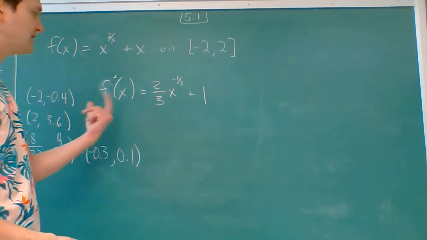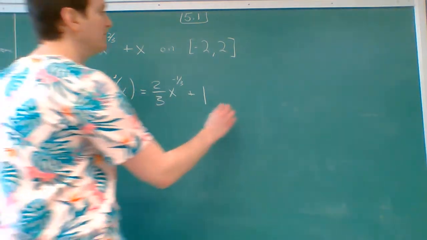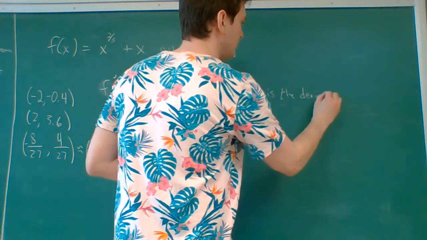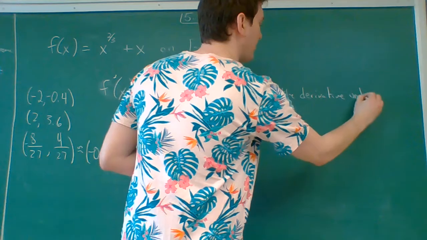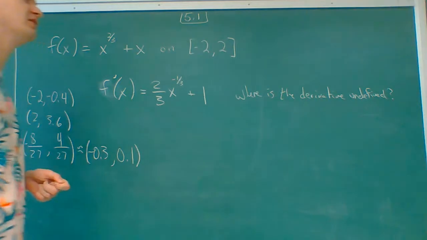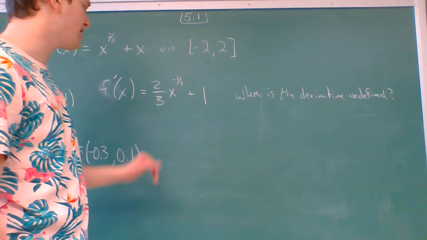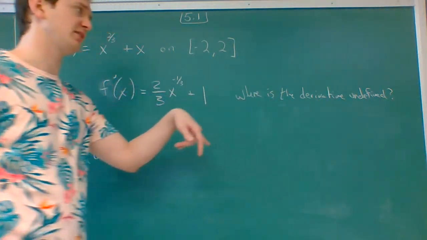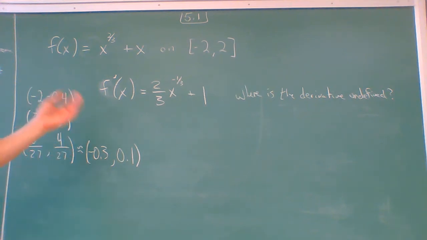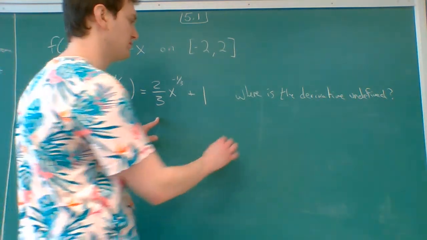Now the next thing to check is, where is the derivative undefined? Is it undefined anywhere? The examples we've done in class have not had any undefined spots in their derivatives because we've mostly been dealing with polynomials. So where is the derivative going to be undefined? Well, there is an undefined spot in this derivative.